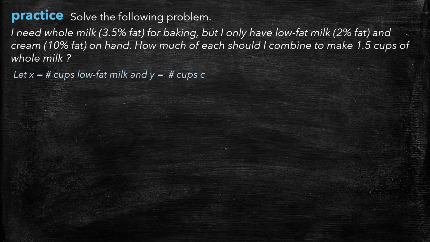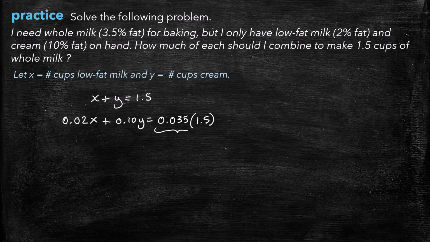So I made x the number of cups of low-fat milk, y the number of cups of cream, and I needed 1.5 cups in total. So I knew I had x plus y equals 1.5, and I know that my x cups of low-fat milk would contribute this much fat, 0.02x, and the cream would be 0.10y. And this is the tricky bit. You want your resulting cups to be 3.5% fat. We know that decimal is 0.035, but that is of the total number of cups that you desire, which is 1.5. So I multiplied these together to get 0.0525.